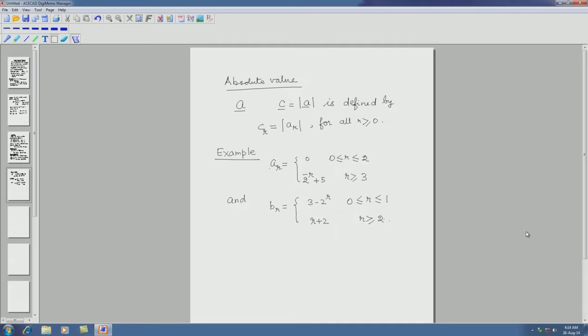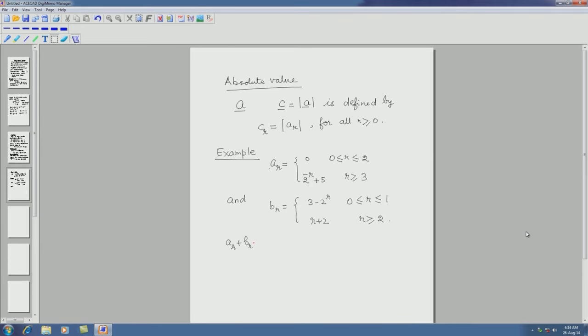Now, suppose we are interested in checking the sum of these two discrete numeric functions, we have to compute the value of A(r) plus B(r) for all r. Now, A(r) plus B(r) when r equal to 0 and 1 gives us the value 3 minus 2 to the power r.